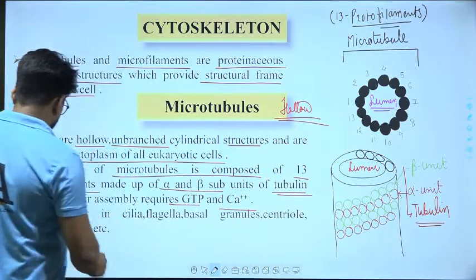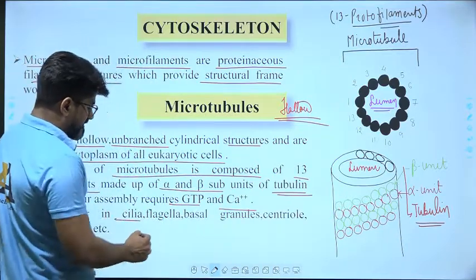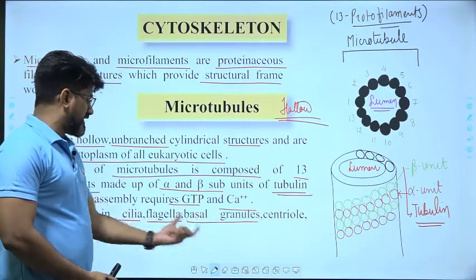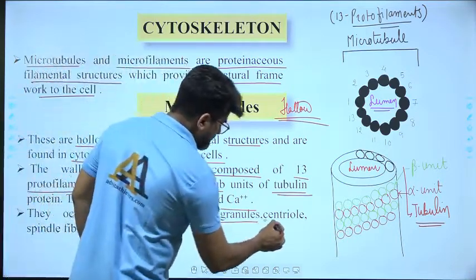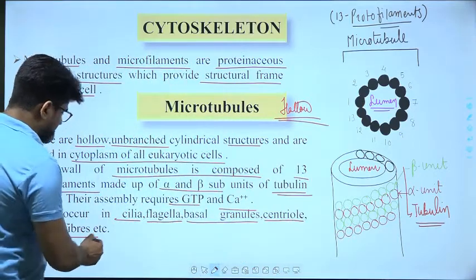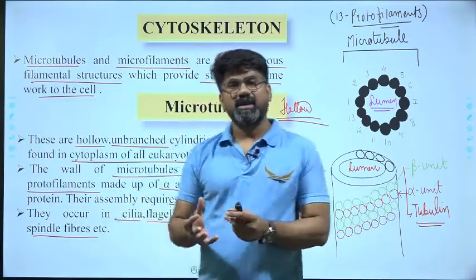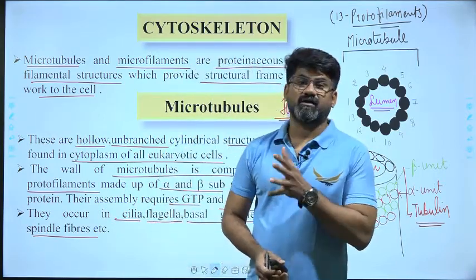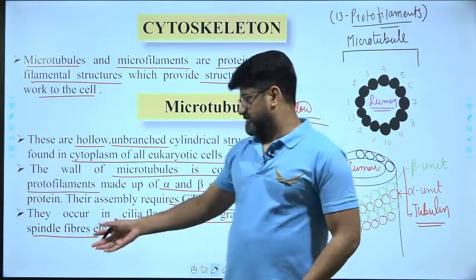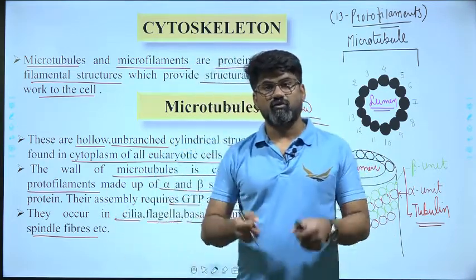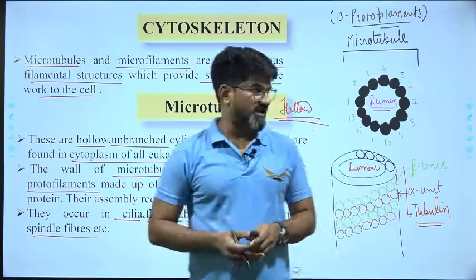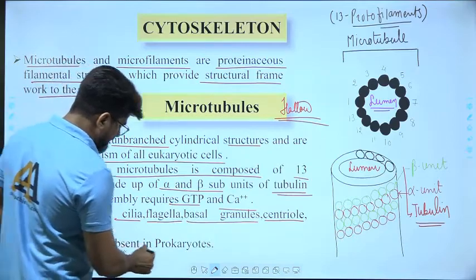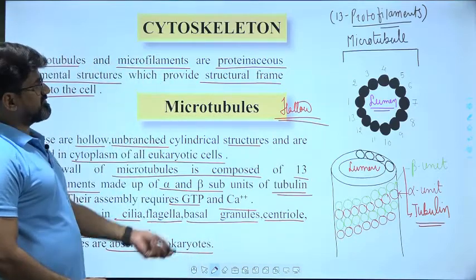The next point is that microtubules are found in cilia, flagella, basal granule. Basal granule is the part from where flagella and cilia will be formed, then centriole and spindle fiber. Spindle fiber is formed at the time of cell division, particularly in the metaphase of M phase, right? So spindle fiber is related with the separation of chromosomes from the centromere part. Okay, so this is all about the microtubule. Microtubule is absent in prokaryotic cell. So here we are done with the microtubule.